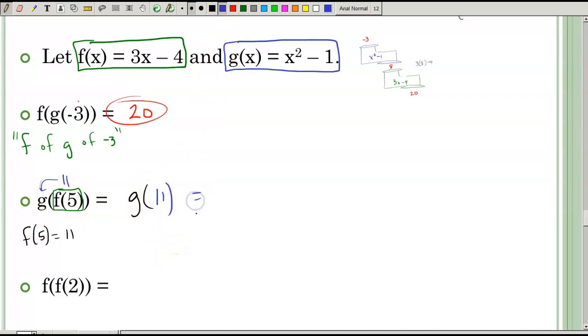So now I'm going to figure out what happens if I plug 11 into the function g, and again I look to my function definition, x squared minus 1. So what is 11 squared minus 1? Well, 11 squared is 121, minus 1 is 120. So g of f of 5 is 120. Now, if that's still a little strange, again, the visual to that looks like this.